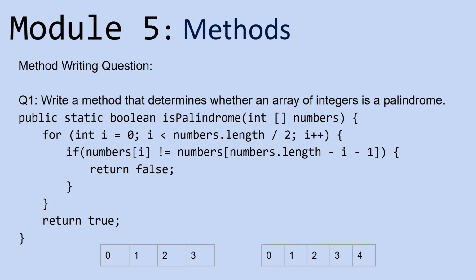And then, yeah. So the reason we return false in this if statement is because, let's take the length 5 example.